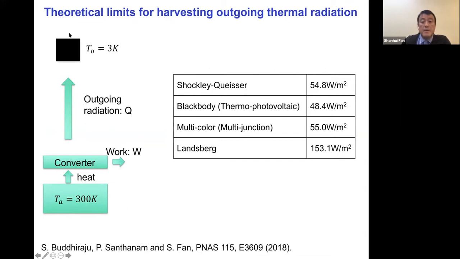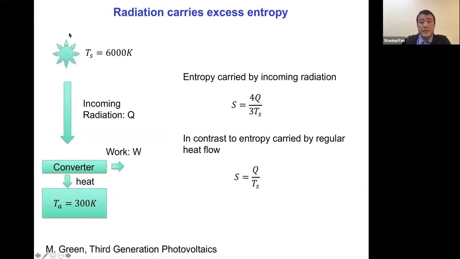The Landsberg limit arises from the understanding of the entropy of thermal radiation. For a given amount of thermal radiation Q coming from a heat source at a temperature Ts, the entropy is the ratio between the heat and the temperature, but with the excess factor of 4/3. And this is higher in contrast to the entropy carried by regular heat flow without this 4/3 factor.